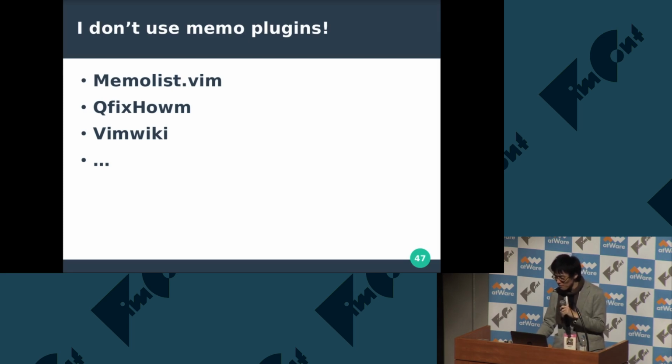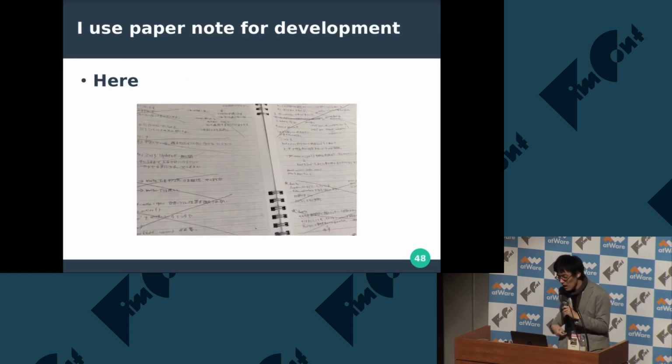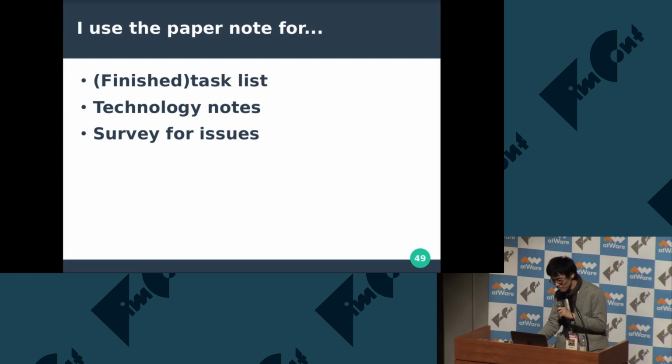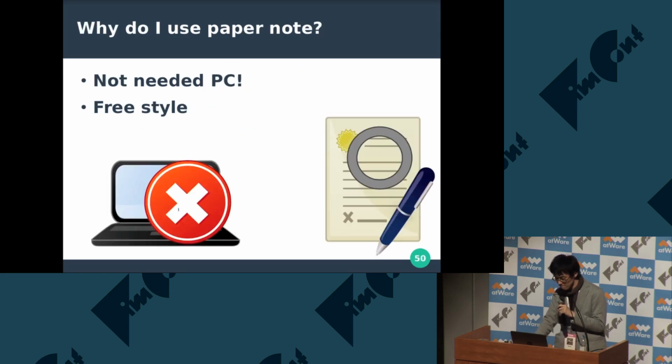The popular memo plugins are, for example, Memolist.vim, Qfixhowm, and Vimwiki, etc. I use paper notes for development instead. This is a photo of my development note. I use the paper notes for a finished task list, technology memos, and surveys for issues.